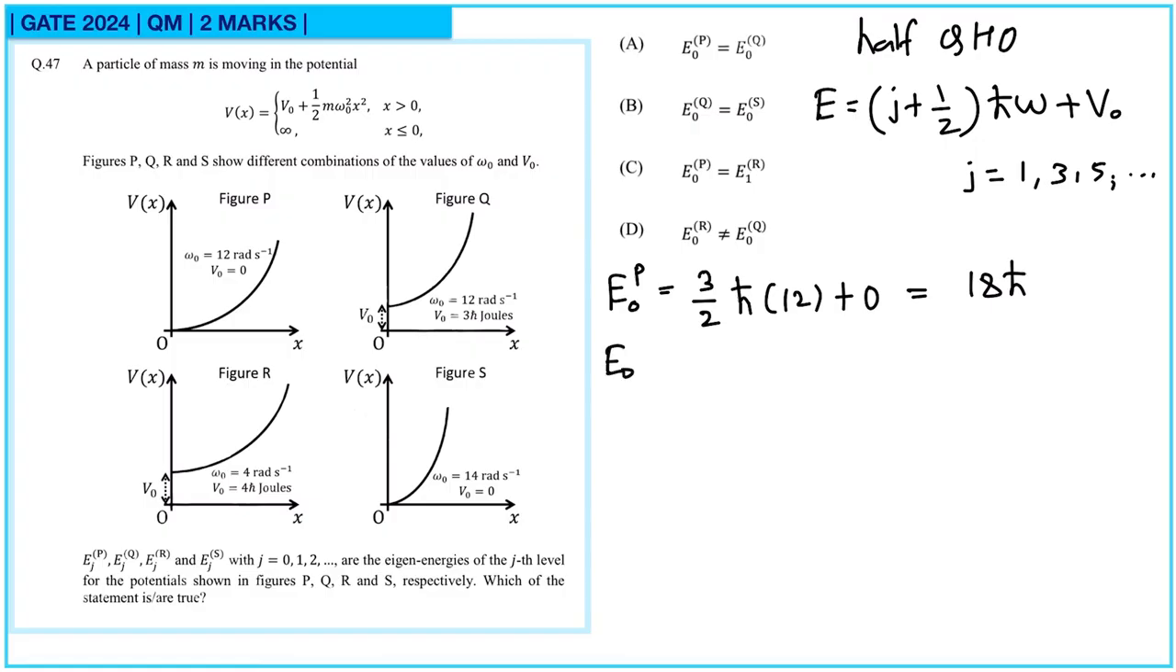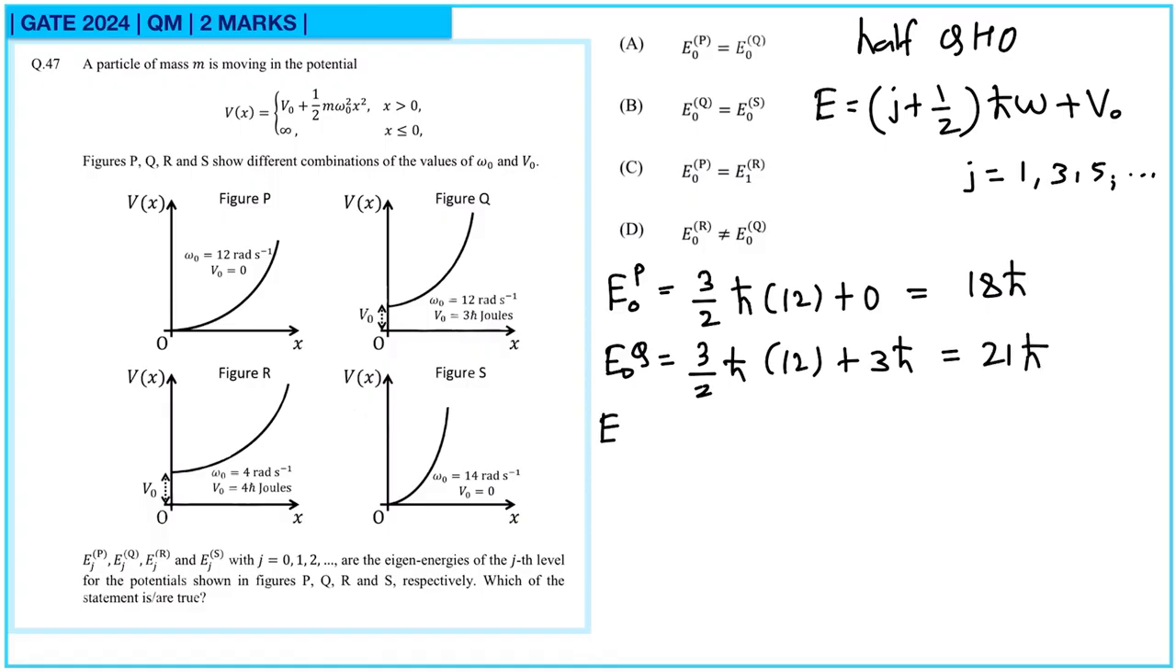Now E naught for Q. Here we consider the value of J, because this is E naught, so J is equal to 1. That is equal to 3 by 2 h cut and the corresponding omega is 12 here, plus we have potential which is 3 h cut. So this is 18 plus 3, which is 21 h cut.